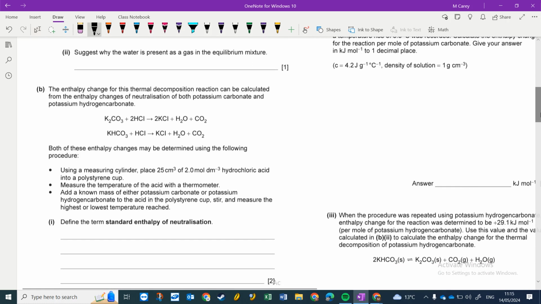Just a standard enthalpy of neutralization. They did mention in the chief examiner's report that it was poorly answered. So it's about producing 1 mole of water. And truth be told, I can't remember the exact definition, but it is related to the reaction of an acid and an alkali to produce 1 mole of water, right, in neutralization. Again, I would also have answered that poorly, so make sure you do your definitions.